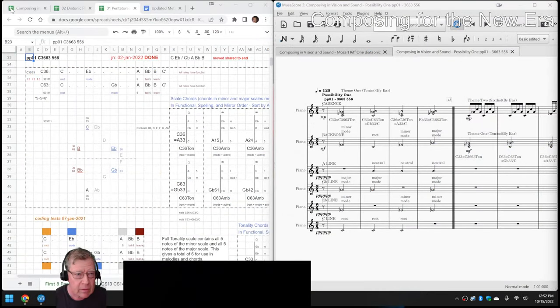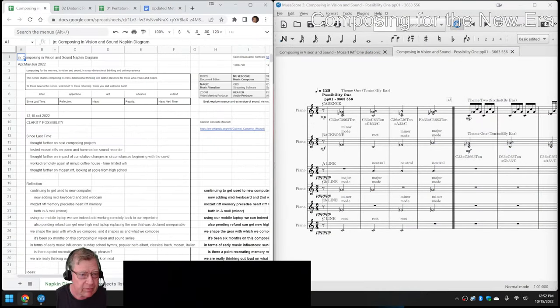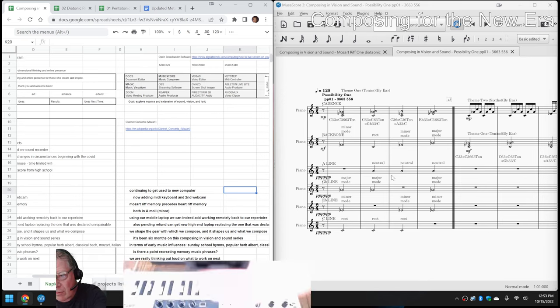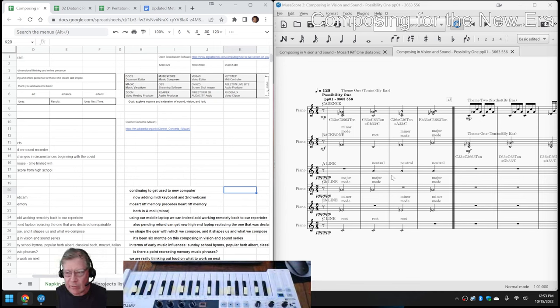In today's episode, we re-entered by reflecting that we are continuing to get used to this new computer, and in particular, we added a MIDI keyboard. Well, we've used the MIDI keyboard before, but we began using it on the new computer as well. So we've got our second camera. So this makes a lot of things to keep track of.